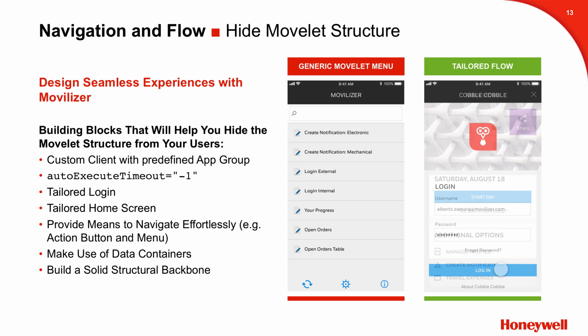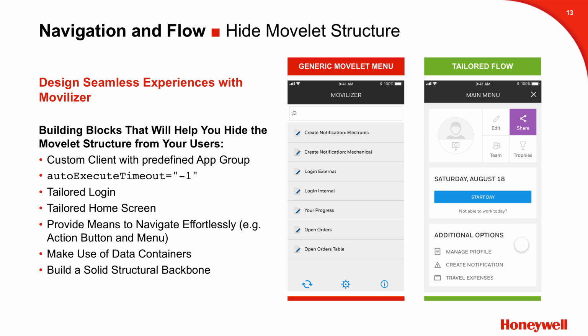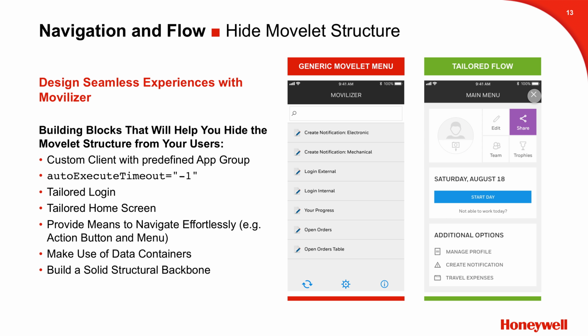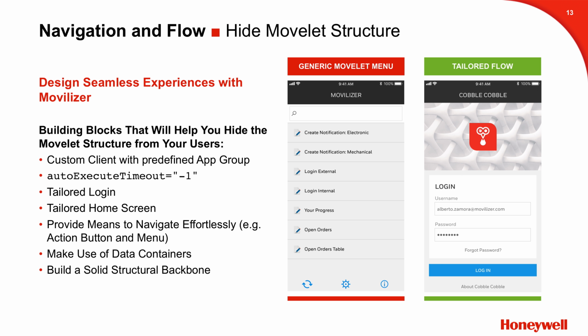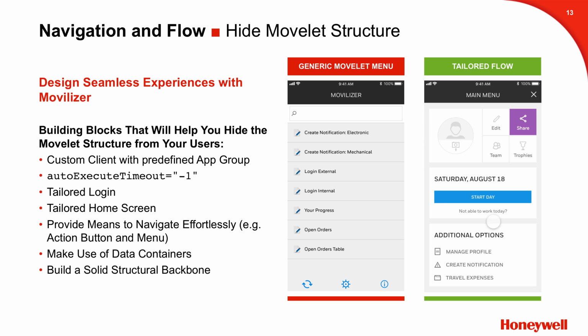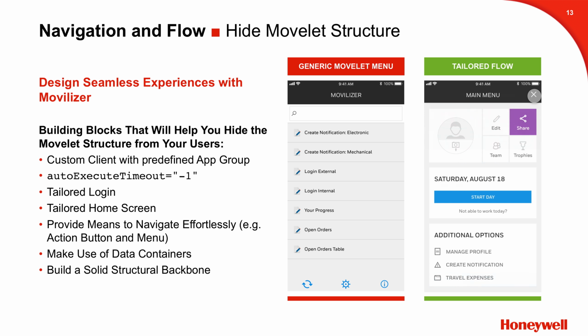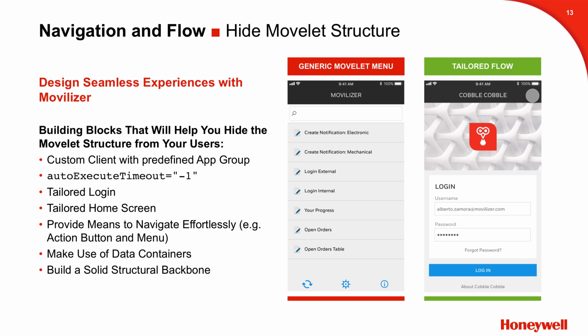Some of the building blocks that you can utilize to make the Movilizer UI disappear is, first of all, using a custom client with predefined app group. So you can throw your users directly into the app without showing them the conventional and sometimes confusing participant login screen. Next building block is the auto-execute timeout set to -1, which will throw your users directly into the movelet where you want to start the experience.